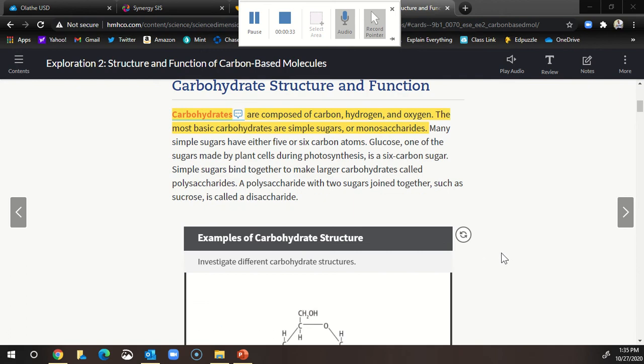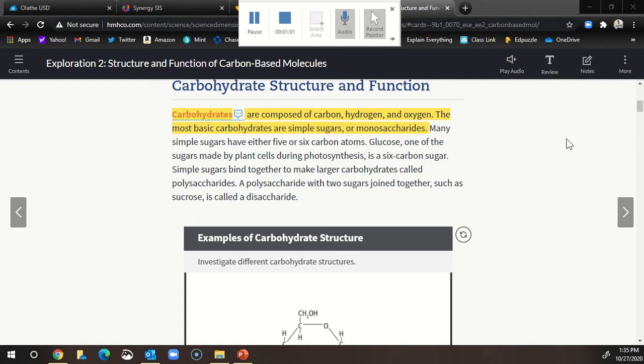First of all, carbohydrates. Carbohydrates are made out of carbon, hydrogen, and oxygen. Now, when we think of carbohydrates, typically what we think of are sugars. Different combinations of carbohydrates are going to form different types of sugars. And as we talked about in the last exploration, all of these macromolecules are what we call polymers, meaning they are chain-like structures that are made up of smaller parts.